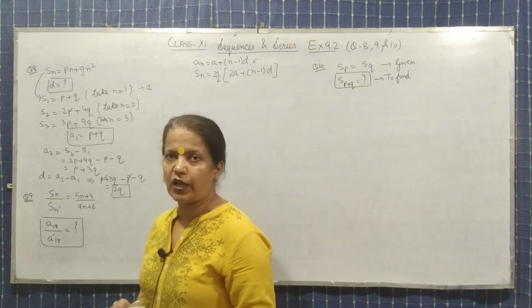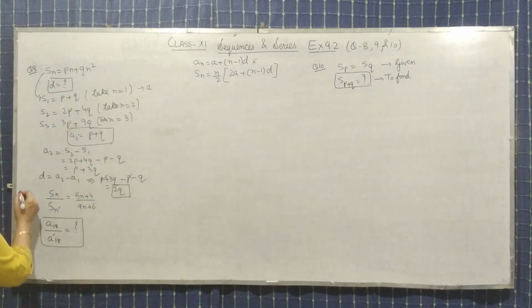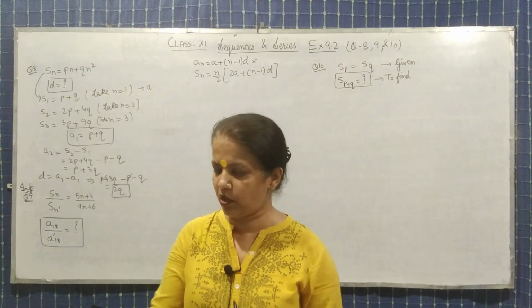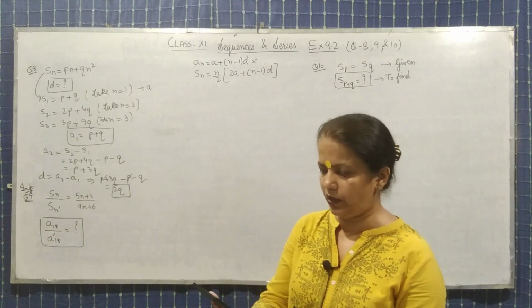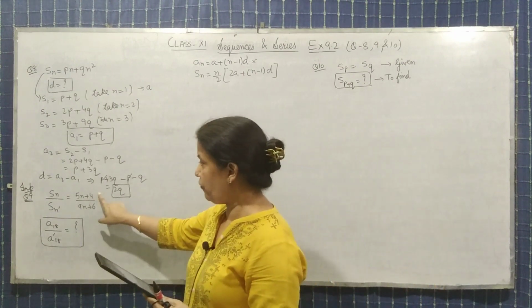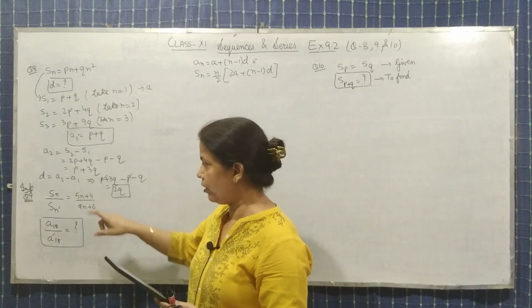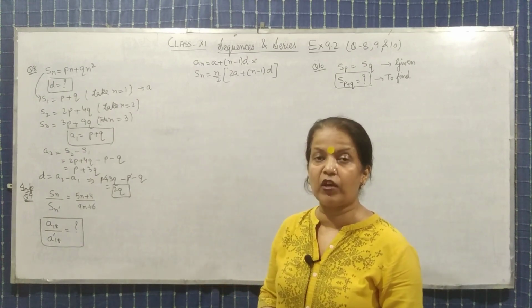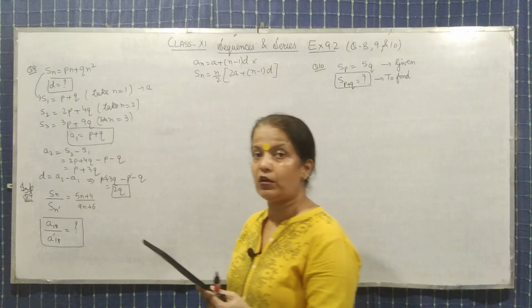Come to the question 9th. Question 9th is very important also. The sum of n terms of two APs is given in the form of the ratio (5n + 4) upon (9n + 6). Now the question is: find the ratio of their 18th terms.